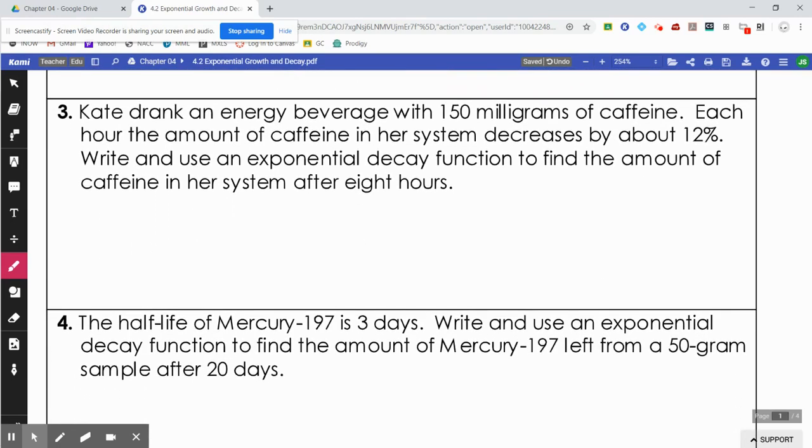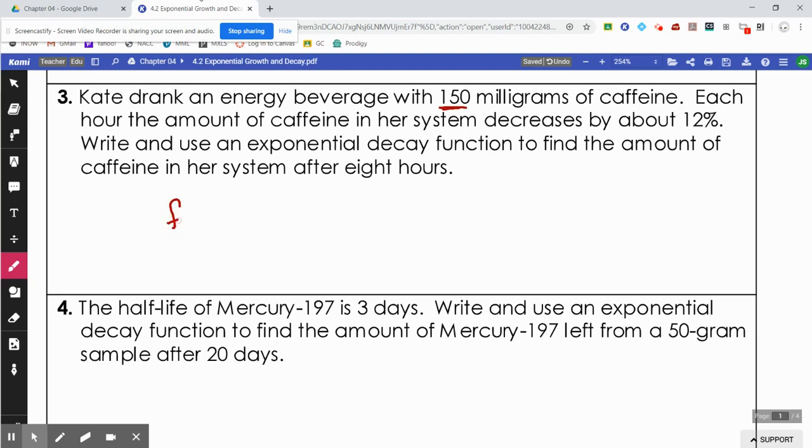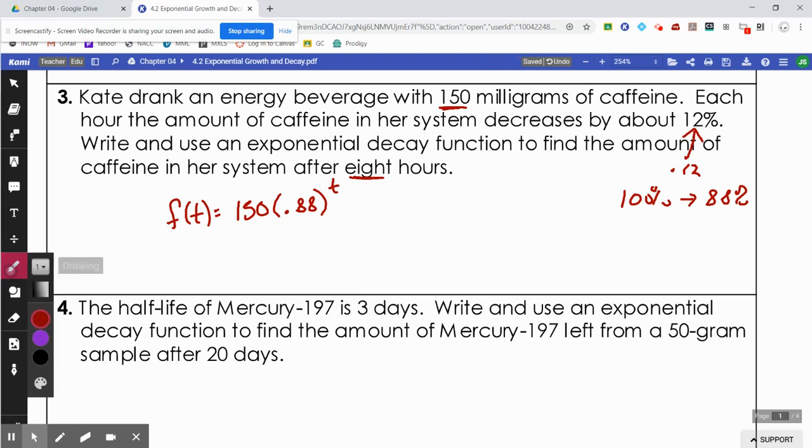Kay drank an energy beverage with this many milligrams of caffeine. Each hour, the amount decreases by 12%. So therefore, a function of time, it starts with 150 milligrams, but however, it decreases at this rate by 0.12. So instead of being 100%, it is now 12% less. After each hour, you then have 88% left. So that's where you do the 1 minus 0.12, which is 0.88, raised to the power of t. How much is left in our system after 8 hours? So we're looking for f of 8.